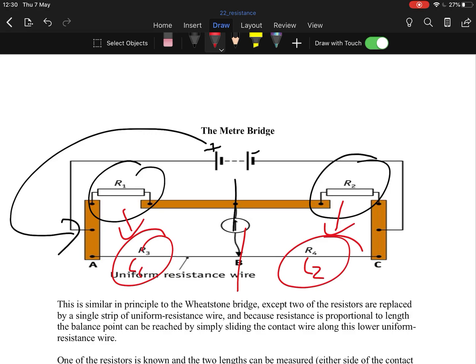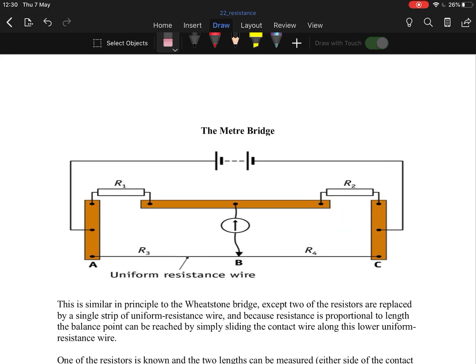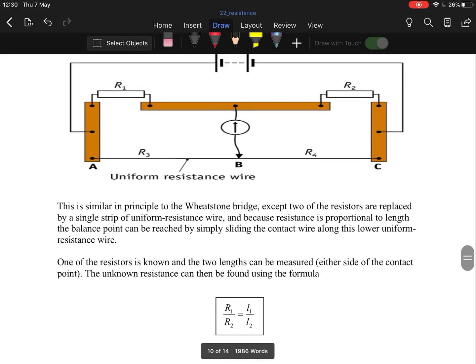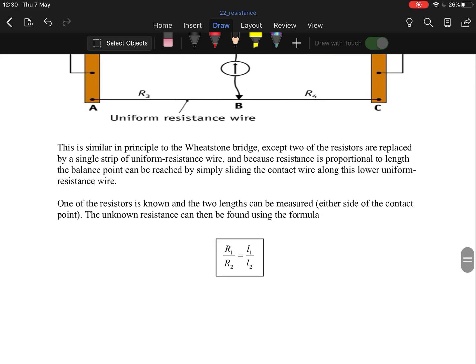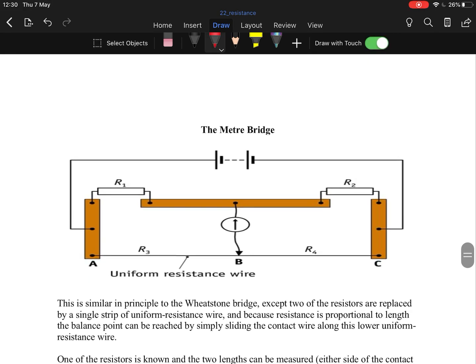So find where the plus of the battery is, follow that around, okay? And that'll tell you what's on top and what's on bottom, okay? Plus side of the battery. And there you go, all right? And that's what happens here. R1 over R2 equals L1 over L2, all right? Except the difference here is you move the connector on the wire over and back until the galvanometer reads 0, and then it's balanced, all right?